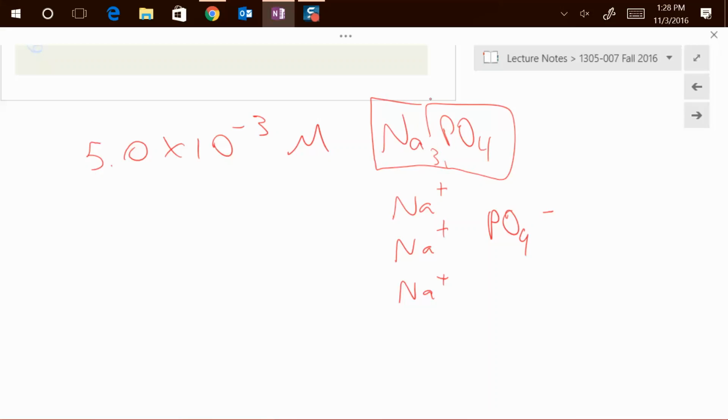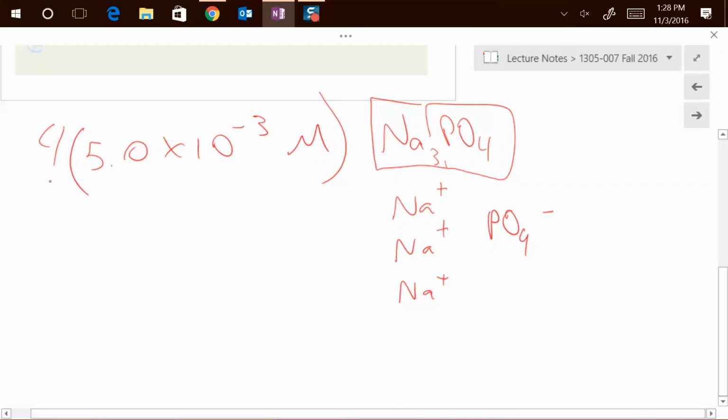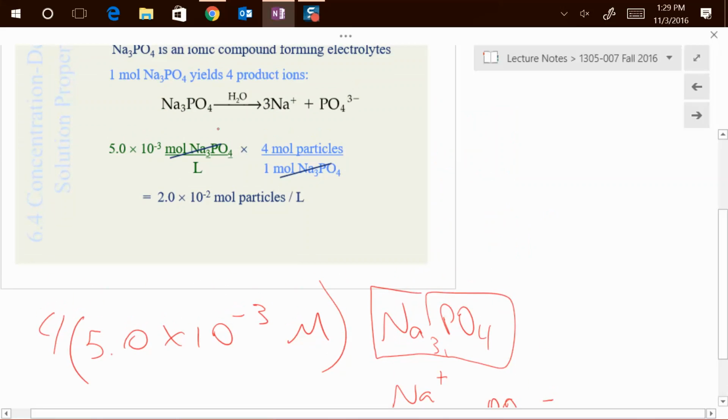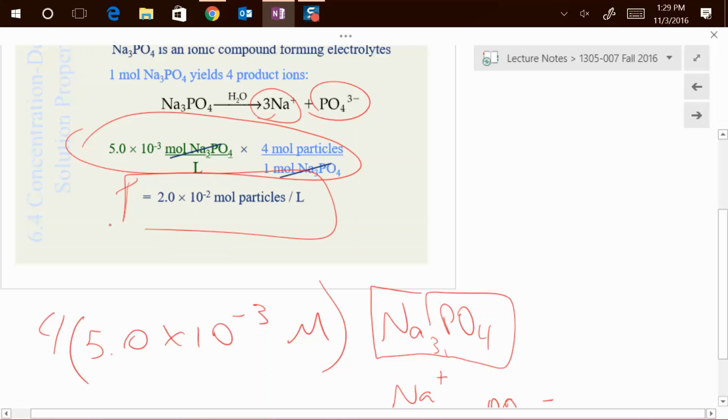So how am I going to find the osmolarity? The osmolarity is simply the number of particles multiplied by the molarity. And I'll never ask you what is the osmolarity. You'll just have to figure that out to use it in your equation to find the osmotic pressure. I'll ask what is the osmotic pressure, and then you have to figure out how many particles to multiply by your molarity. So this would simply be times 4 to find the osmolarity. You have 3 sodiums, 1 phosphate. So this times 4, and you get 2.0 times 10 to the negative 2 moles of particles per liter.